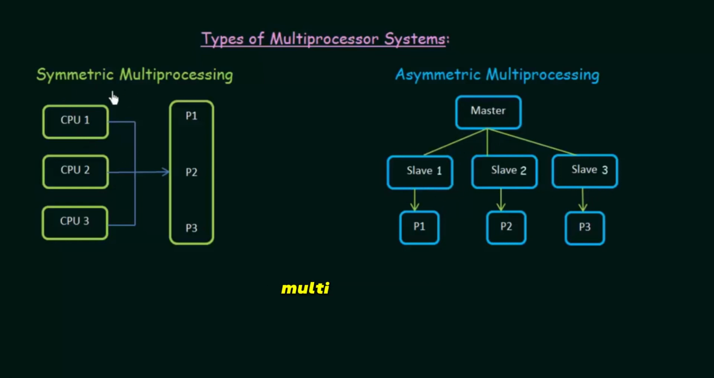But in symmetric multiprocessing, we see that there is no master-slave approach, but all the processors are peers, or they are similar to each other, and they are all involved in all the tasks that are present. But that is the difference between symmetric multiprocessing and asymmetric multiprocessing.